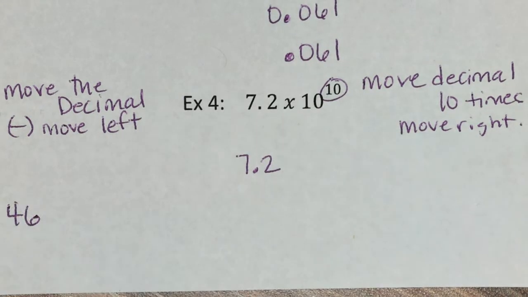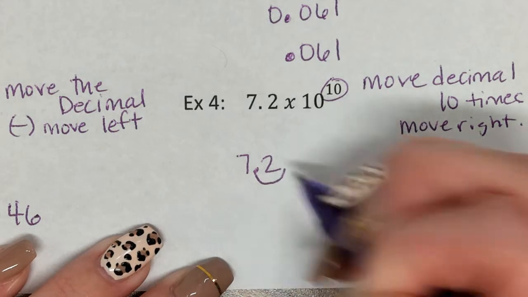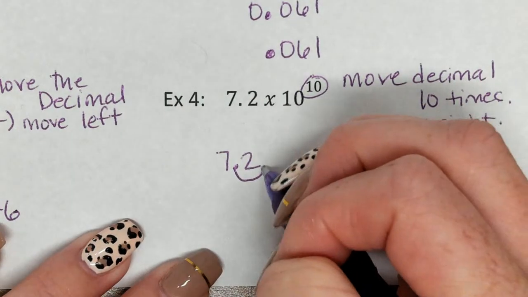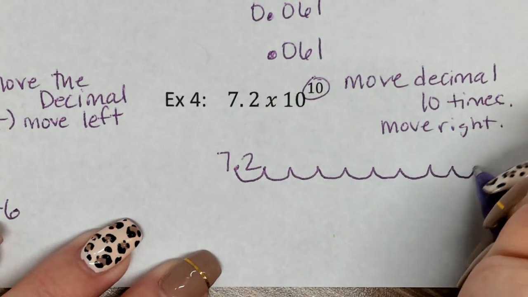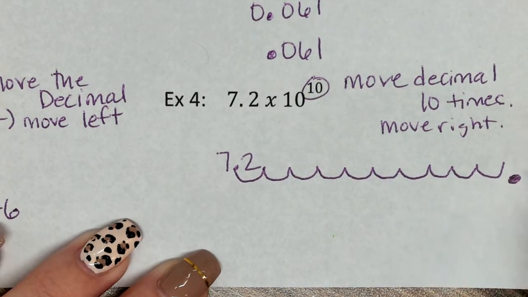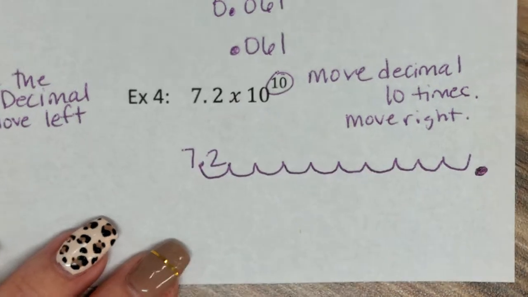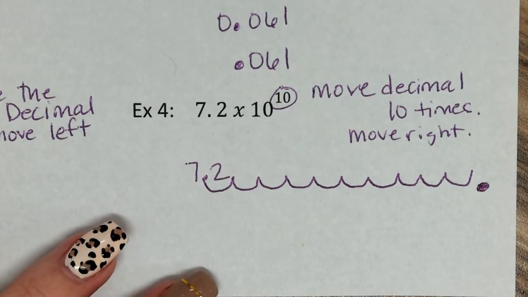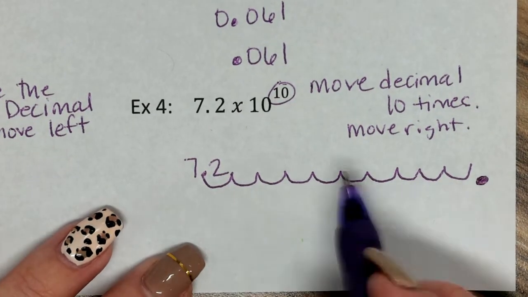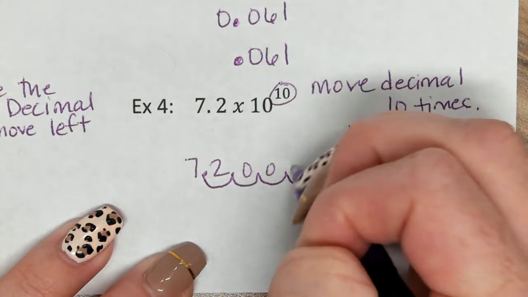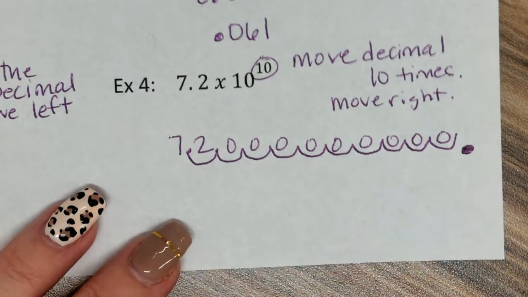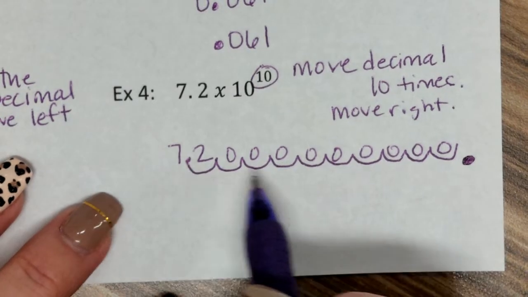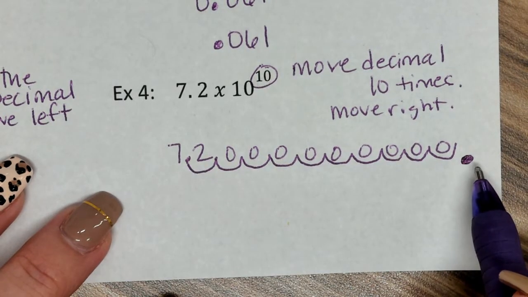Does it mean add 10 zeros? No. 1 little basket. 2, 3, 4. Make sure you count correctly. And what am I going to put in those little baskets? So my new answer took this decimal and moved it way over here.